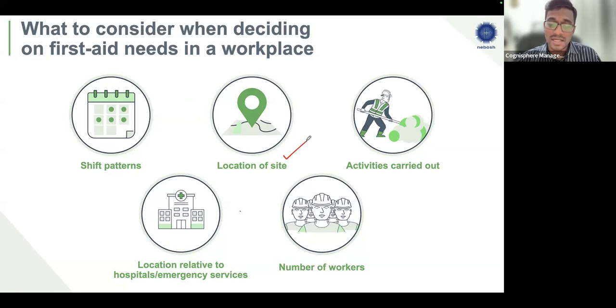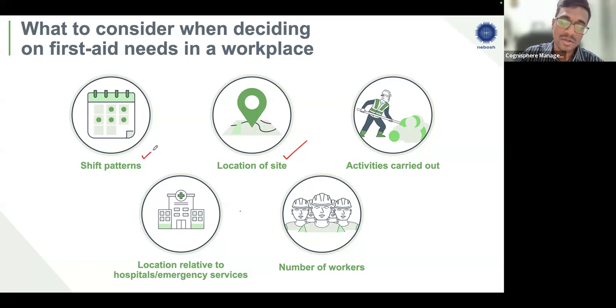Now, if my site is in a remote area, like let's say the hospital is like 50 kilometers from my site, then I will need to increase my first aid arrangements. Like for example, if the requirement says for 50 people one first aider, but in this case I may need to have two or three first aiders because the location of site is remote. I cannot rely only on the emergency team. Or sometimes you will have to notify them so that there is one emergency service always stationed nearby.